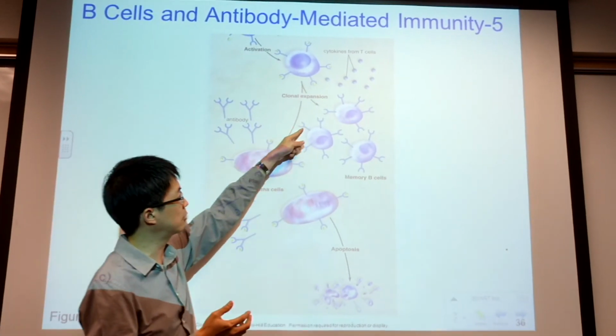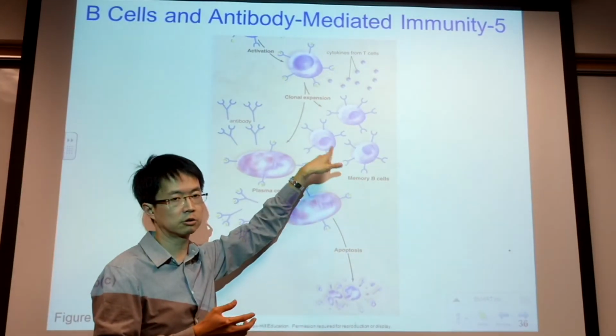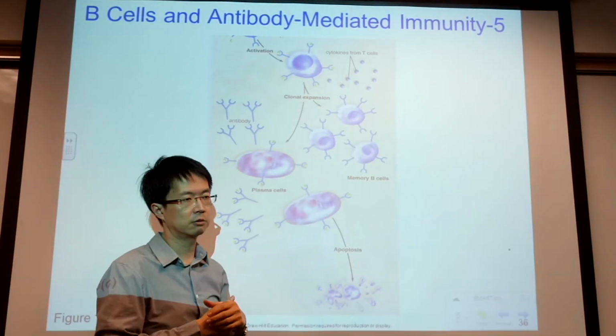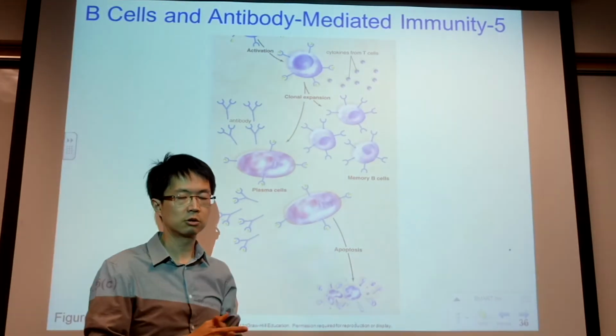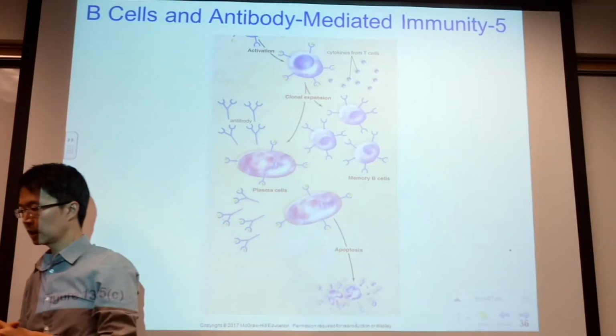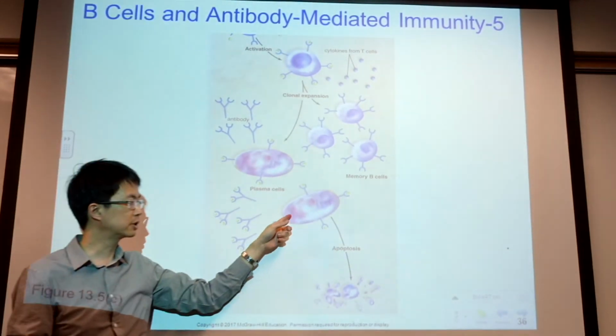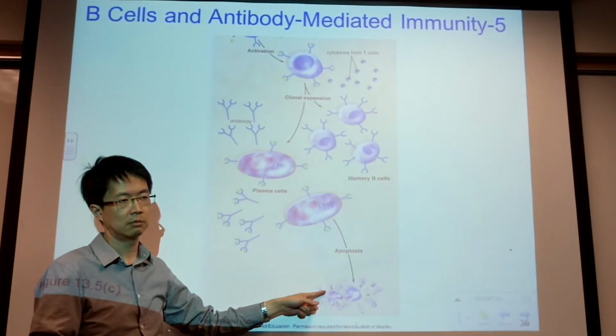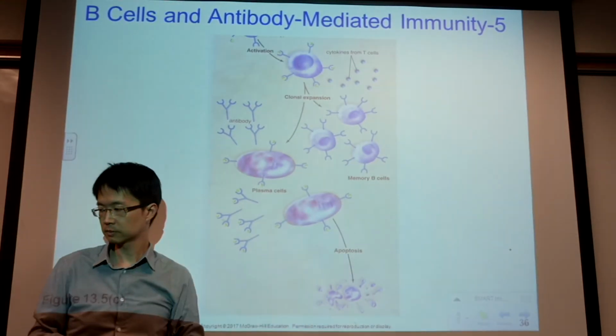Some of the B cells will become plasma cells and start to secrete the antibody. Some of the B cells will become memory B cells. They will go to sleep, rest, and wait like a reserve, ready for future infection. And then after the B cells finish their work, they will go through apoptosis. They will be so-called destroyed.